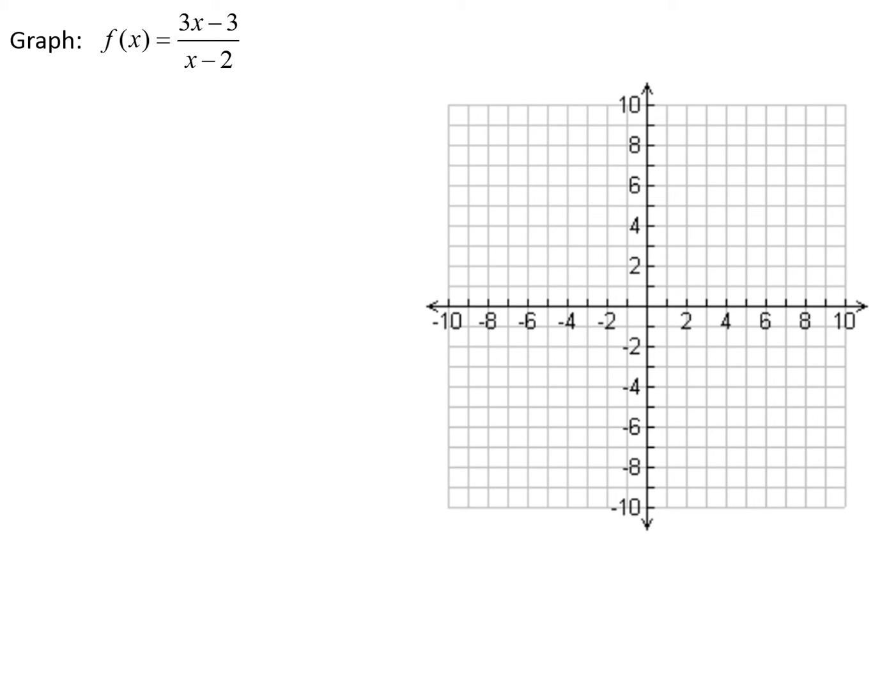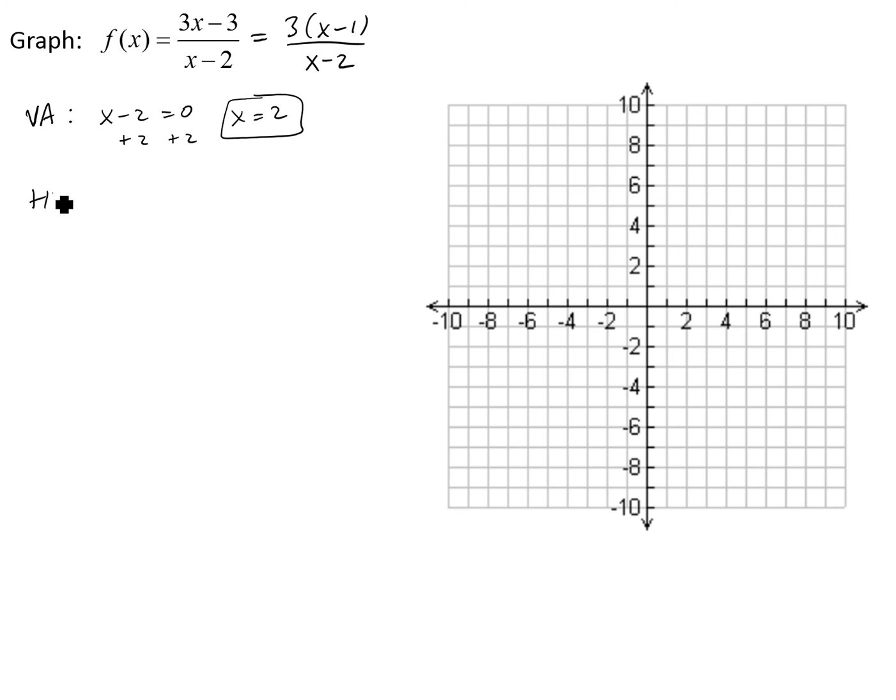So let's go ahead and start by finding those asymptotes. We can factor this top part, we can factor out a 3. Now that does not lead us to being able to cancel anything, so this is in lowest terms. To find our vertical asymptote, we can set the denominator equal to 0 and solve for x. That gives us x equals 2. So that's our vertical asymptote.